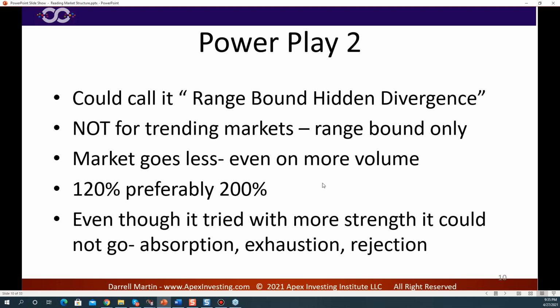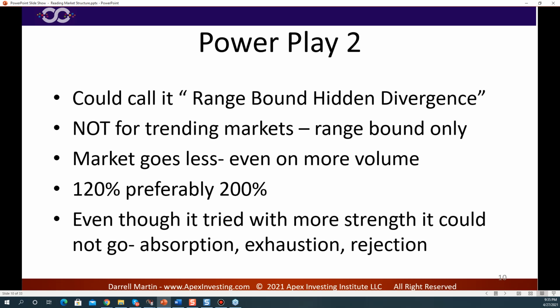Again, range bound. Again, the peaks have to be within a bar size. Same rules apply. Same range bound rules. Same 30 tick rule. Same within a bar size rule. And what is the point behind this trade?